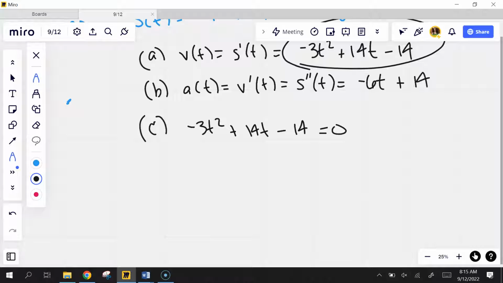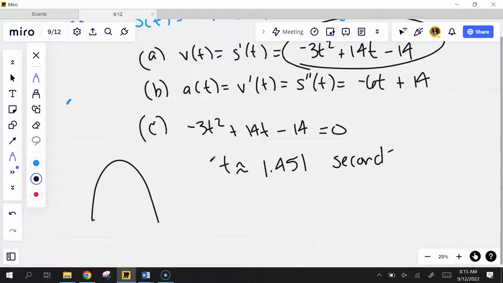All right, so graph, find the zeros. You will find this should be an upside down parabola. When you graph it, you get t is approximately, and I'm going to cheat and use what they were giving me, 1.451. Of course, that is in seconds, right? Yep. And then the other solution is 3.215 seconds.